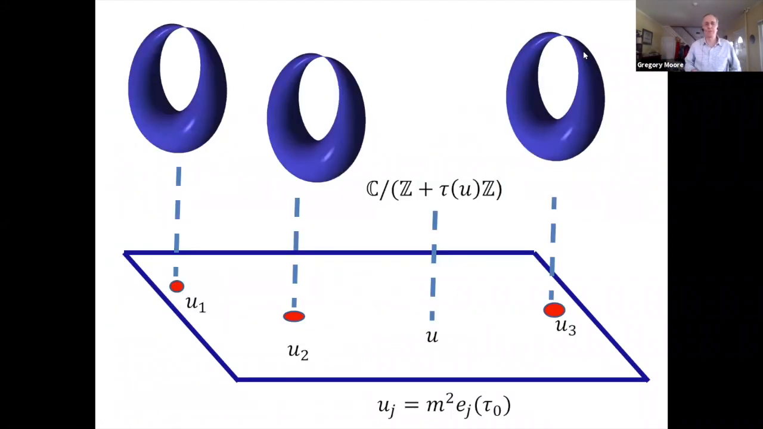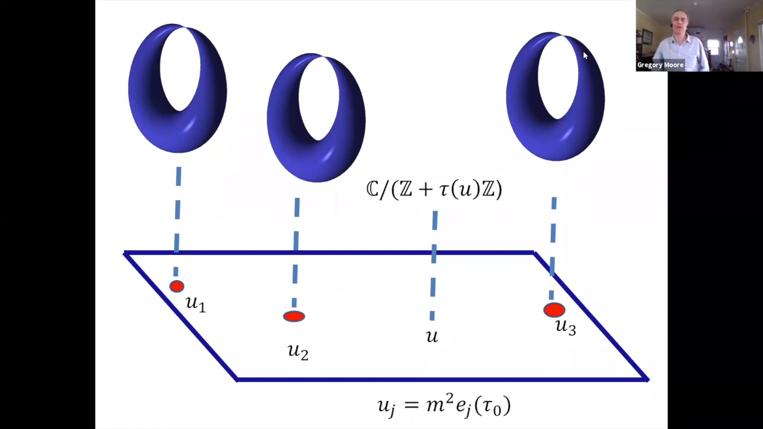So what did Seiberg and Witten do? They said that we can understand the low energy dynamics by writing down a family of elliptic curves. So think of them as C mod Z plus tau(u) Z. So tau is holomorphically varying with u.